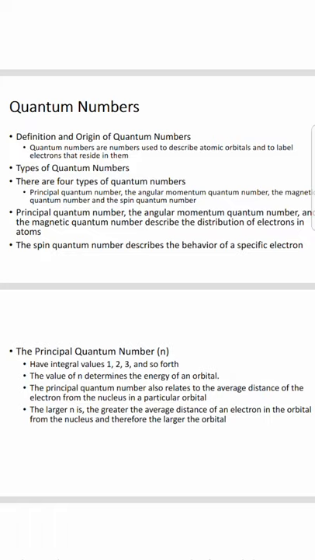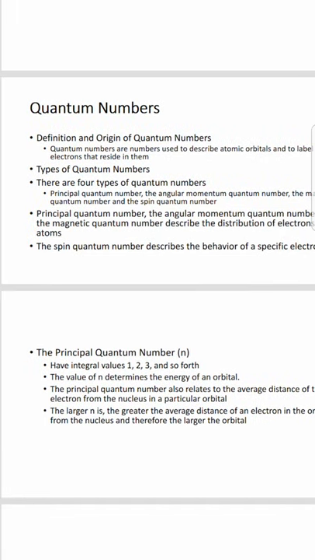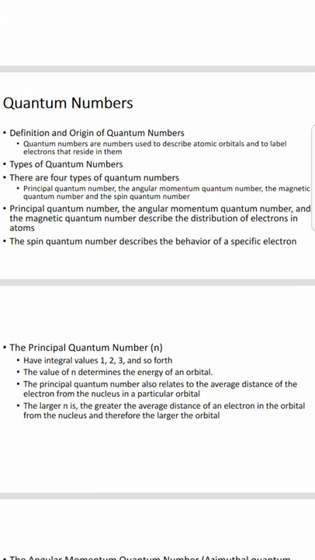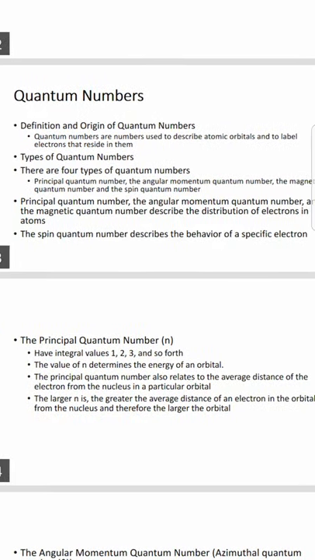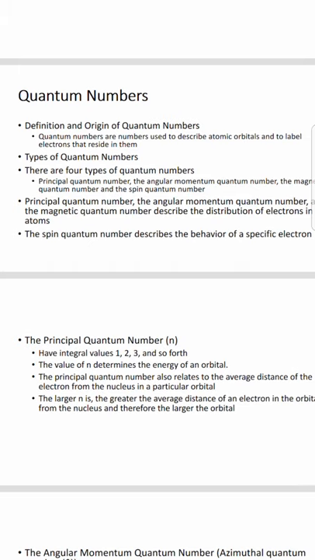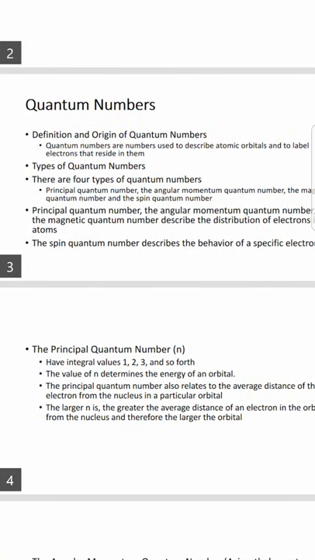So kama umeelewa. Naomba tupitie types of quantum numbers now. Kwa sababu tumeshajua quantum numbers ni namba ambazo zinatusaidia sisi kudescribe atomic orbital, zile shell of the atoms, our orbit of the atoms, and electrons that reside in a label. Sasa, we have four types, of course. Type ya kwanza, we have principal quantum number. We have the angular momentum quantum number. And also we have magnetic quantum number. And also we have the spin quantum number. Sasa, usichanganyikiwe kijana.